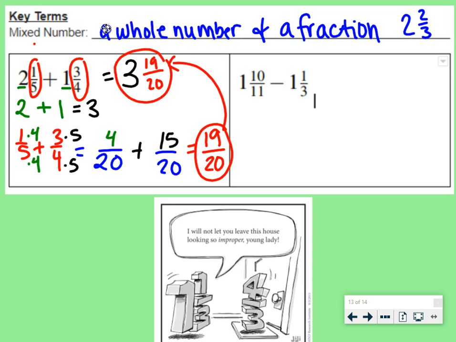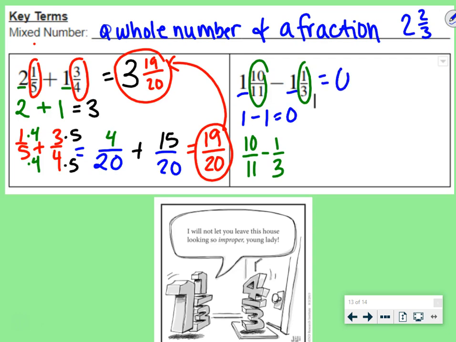One more example, but with subtraction. Same concept. Take the whole number piece, 1 minus 1, and then the fraction piece. But make sure you're putting a subtraction sign now since it is subtraction. 1 minus 1 is 0. So we have the whole number piece of 0. And then we need the fraction piece, 10 over 11 minus 1 over 3.